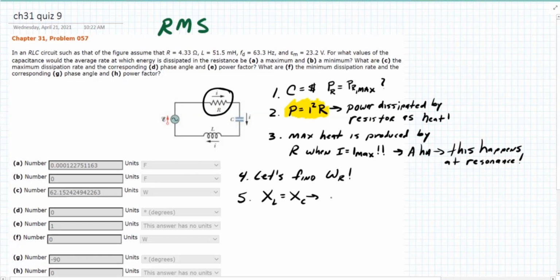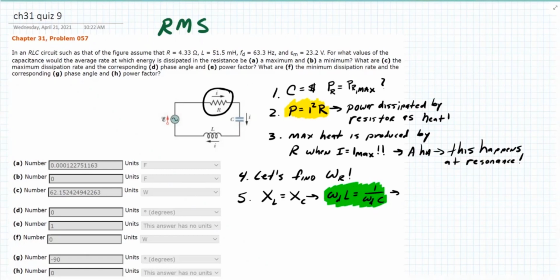And I remember what inductive reactance is. It's omega_D times L. And I remember what capacitive reactance is. C is in the cellar, so it's 1 over omega_D times C. And you know what that means? If these two things are equal to each other, which means they perfectly cancel each other out, that's how I'm getting the resonant frequency situation.